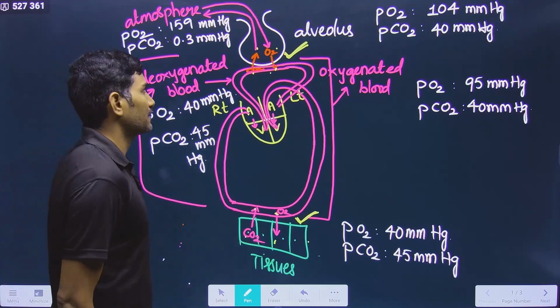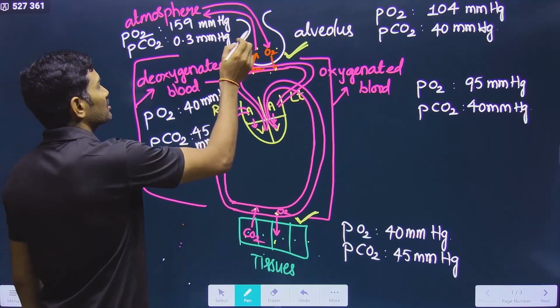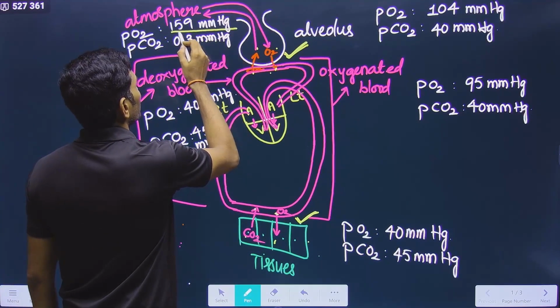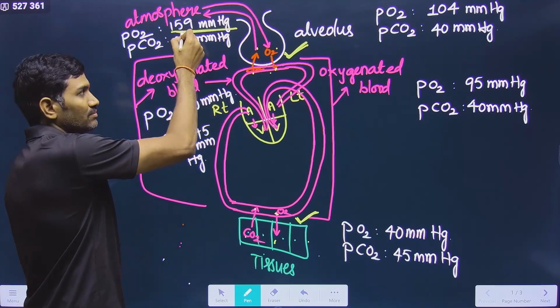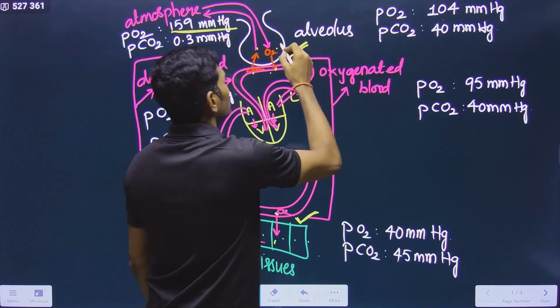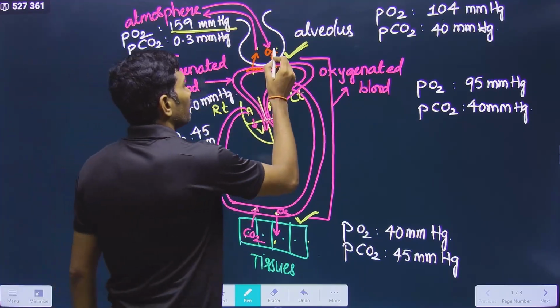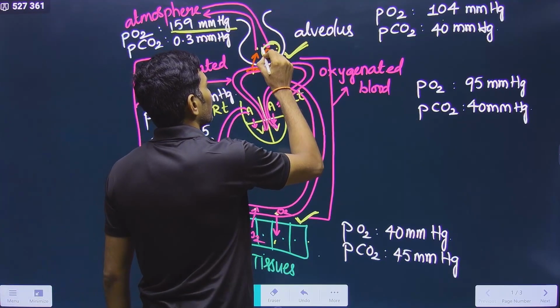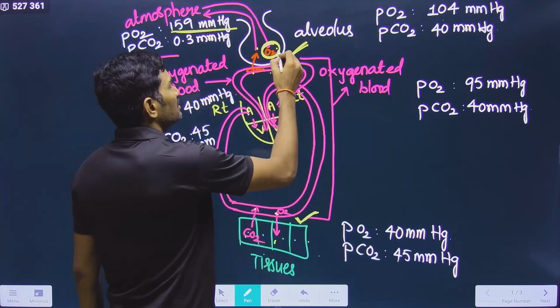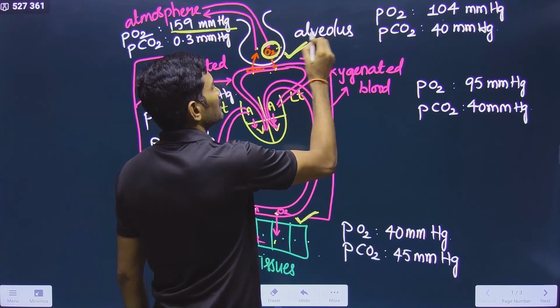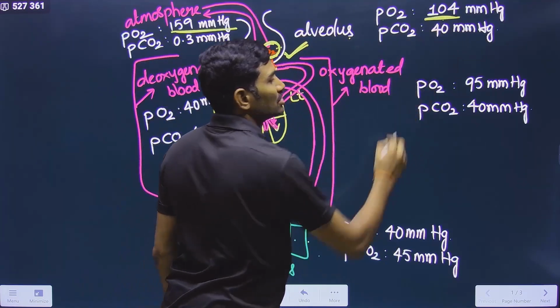Now let us see. We will start with the atmospheric air. In the atmospheric air, what is the pressure? 159. And within the alveoli, it is 104. That means it is decreasing here. Next one, for the oxygen only, you just focus. Oxygen partial pressure in the alveolus is 104.